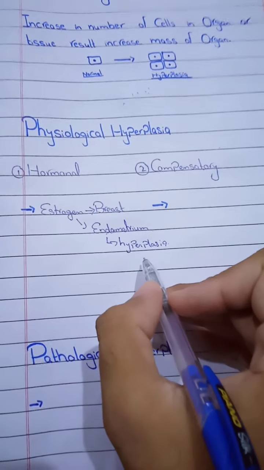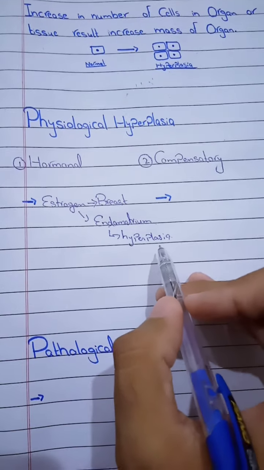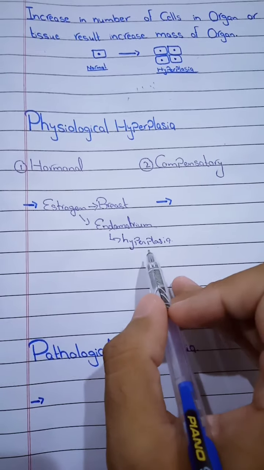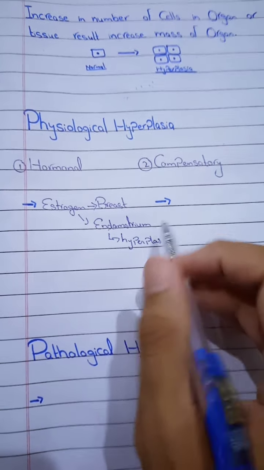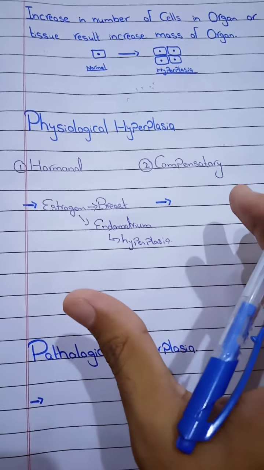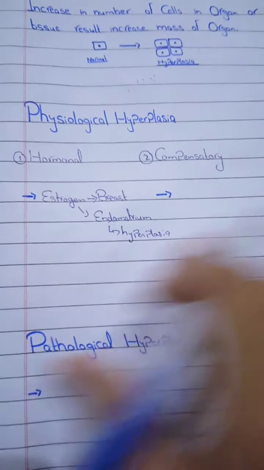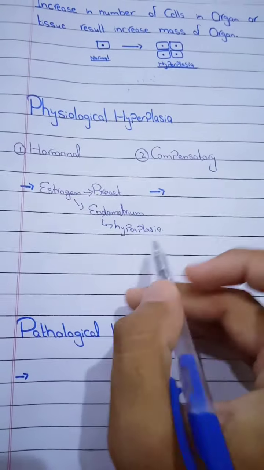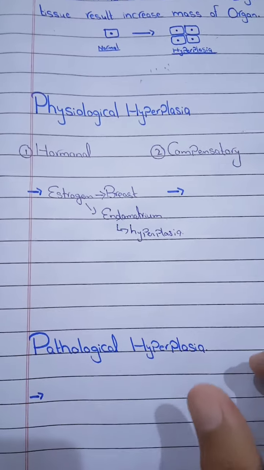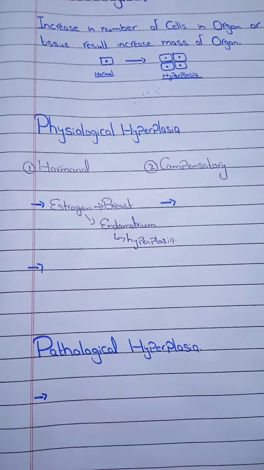Why does this hyperplasia occur? Because if fertilization occurs after ovulation, then the fetus grows there, and the endometrium is the best place for the fetus to grow. It provides the nutrition, the blood supply and other things, and the placenta forms there in the uterus. Another one is the hyperplasia of the uterus.